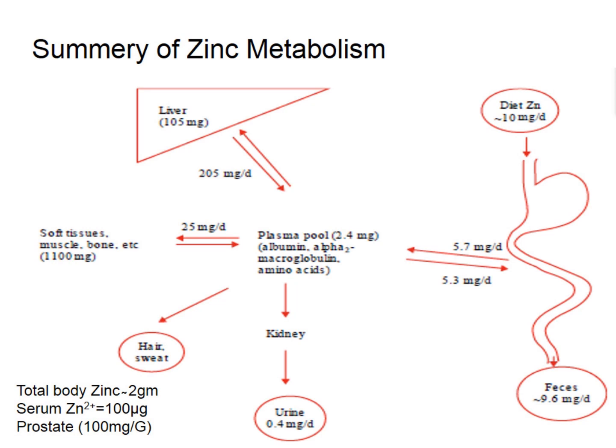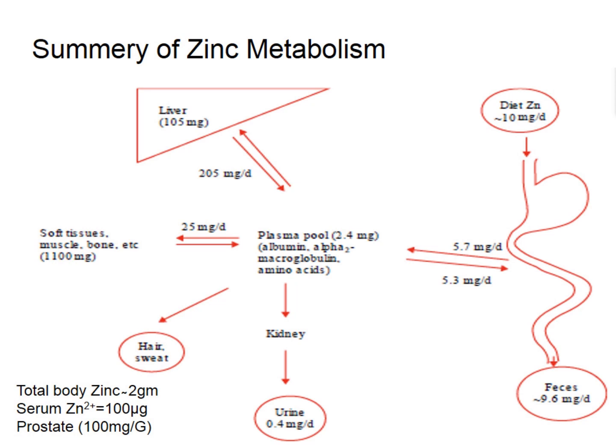So you can see here that out of 2 grams of total body zinc, 1100 milligrams is present in the soft tissues, in the muscles and the bones, and approximately 105 milligrams is in the liver, which is required because the liver is the hub for all metabolic pathways. A fraction goes to the hair and the sweat gland, and a very interesting thing is that around 0.4 milligram of this zinc is lost in urine.